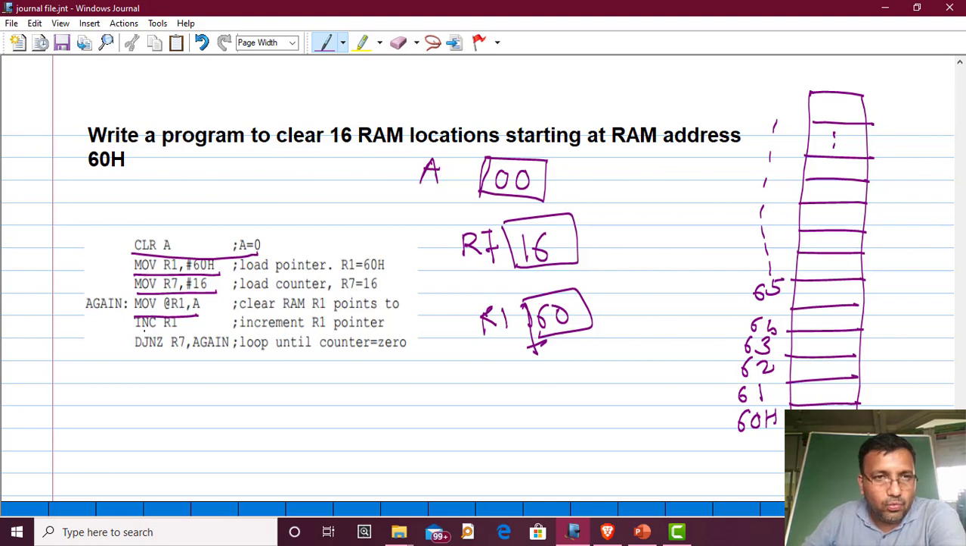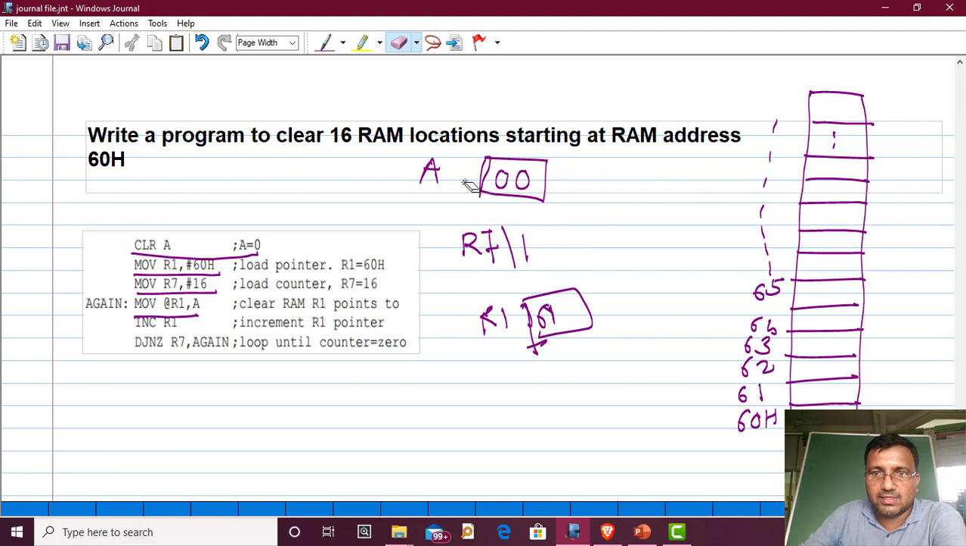Okay, now increment R1. So R1 incrementing means what? This becomes 60 to 61. Again, decrement R7. So it's going to decrement R7. R7 is 16, so after decrementing it becomes 15. So the same memory location is updated to 15.